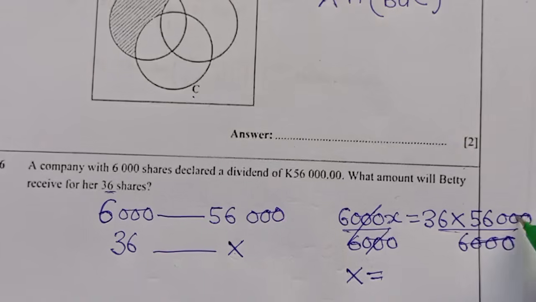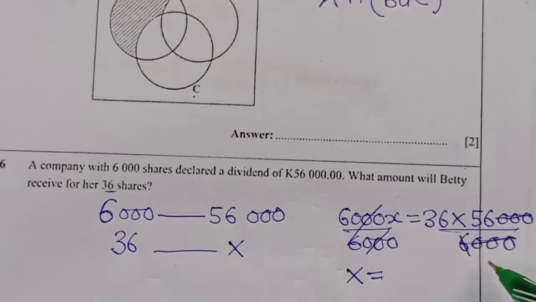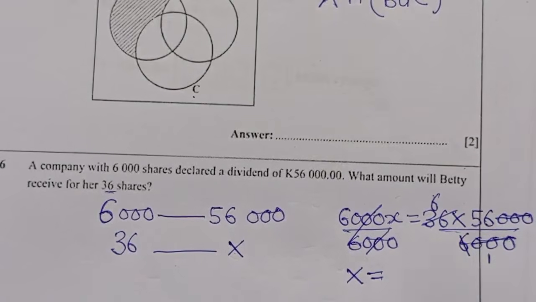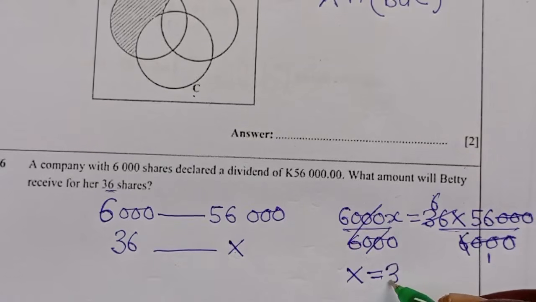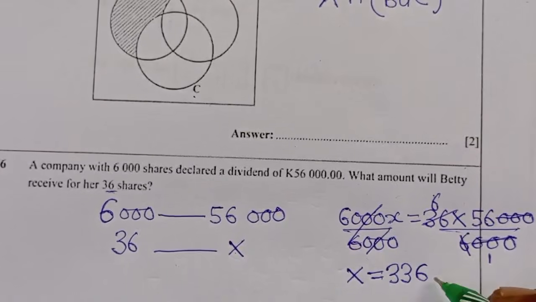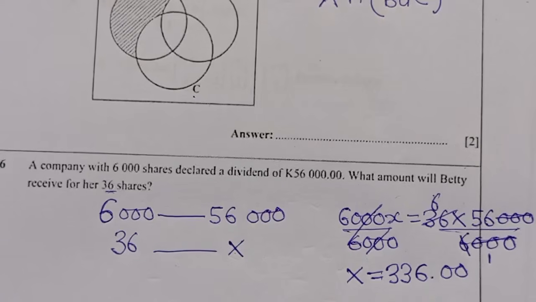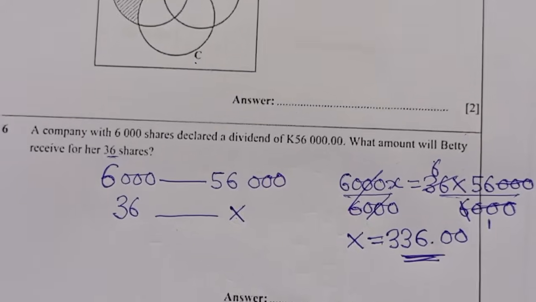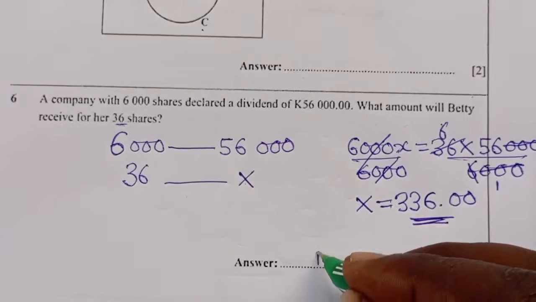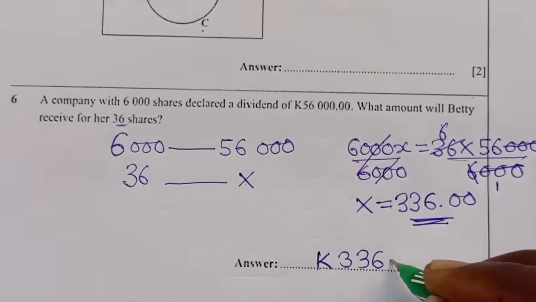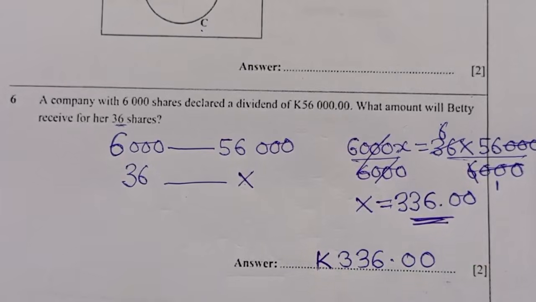X is now equal to what? The 3 zeros cancel out. This is 6 there, 1, 6 there, that is 6. 6 times 56, you are going to get 336 as your answer. So this is now the amount. Since we are talking about money here, you need to put the kwacha. You put a K there, 336.00. You are done. Let us now move to the next question.